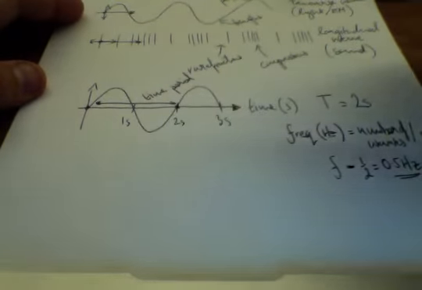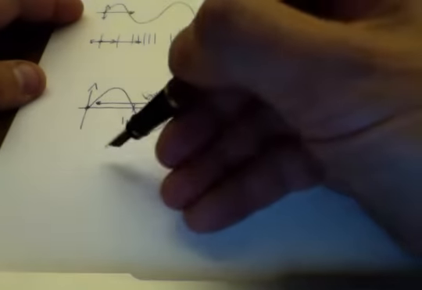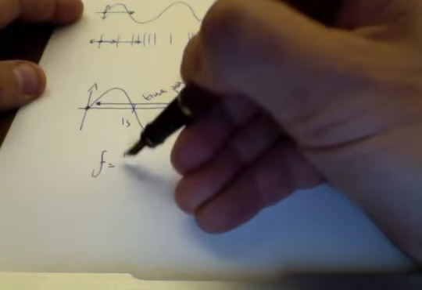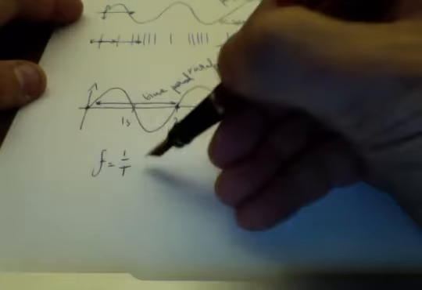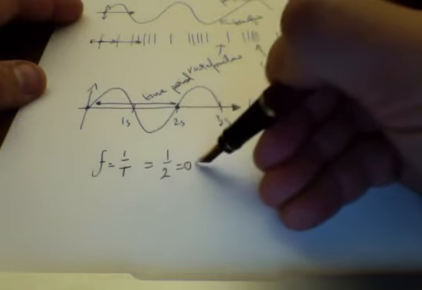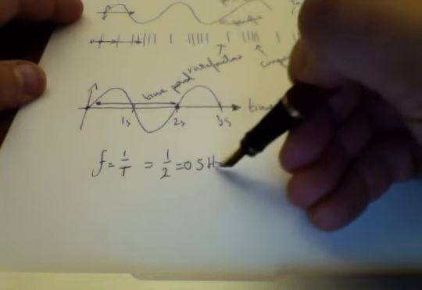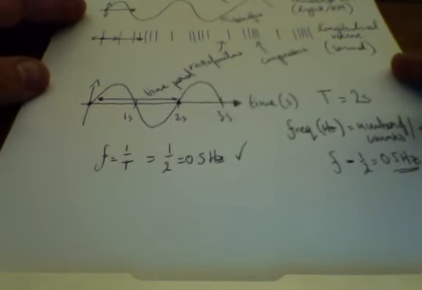Okay, now from the definition you can work that out. However, there is a quicker way to work it out, and that's to say that the frequency is 1 over the time period. You can mathematically do it yourself. In this instance here is the example. My time period was 2 seconds, so 1 divided by 2 gives me 0.5 hertz, of course. Check, it works out.